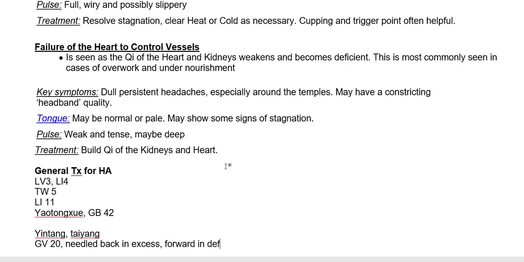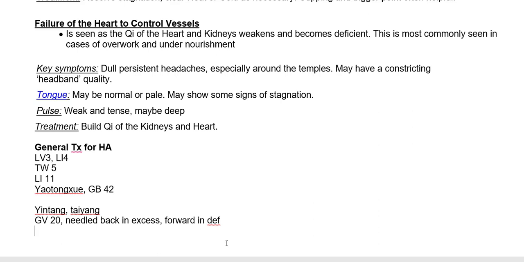The idea of this being you either want to push the yang back down, or at least prevent the yang from rising. That's when you would needle it backwards in excess patterns, and in conditions of deficiency you actually want to lift the qi to the head. You want to bring more qi and yang to clear the head. If you're not sure what to do, just put it straight in.